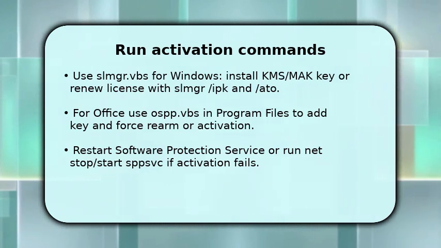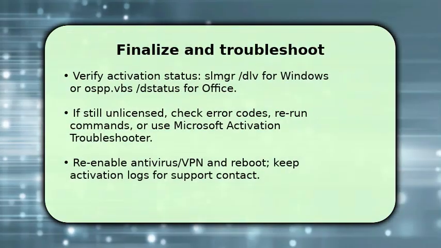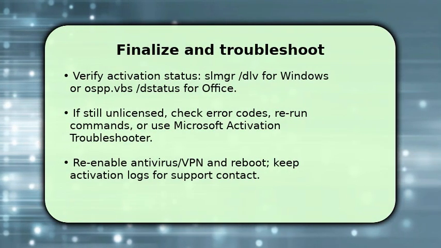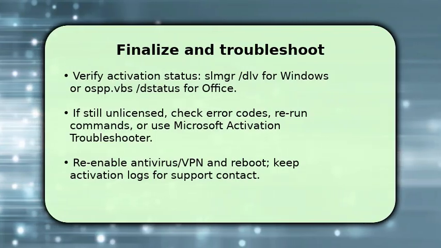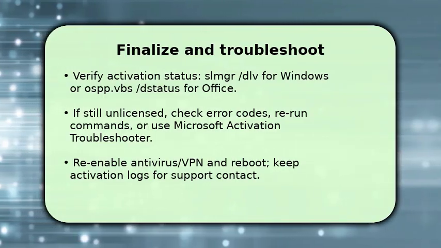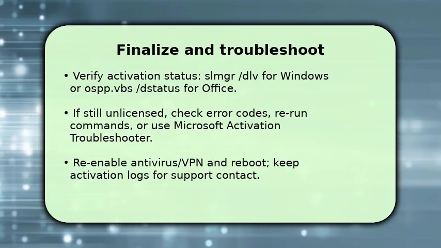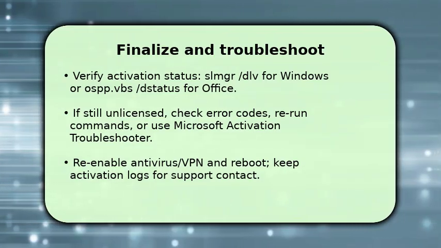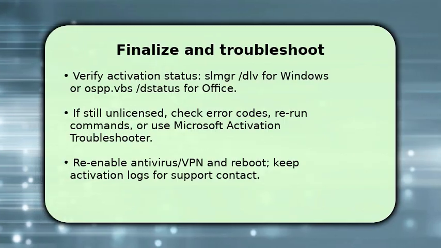After the commands, confirm success by viewing detailed license status. This tells you whether the key applied. If Windows or Office remains unlicensed, note the error code and rerun the specific activation command. Many issues resolve by retrying after a service restart. You can also run the Microsoft Activation Troubleshooter to automate fixes.